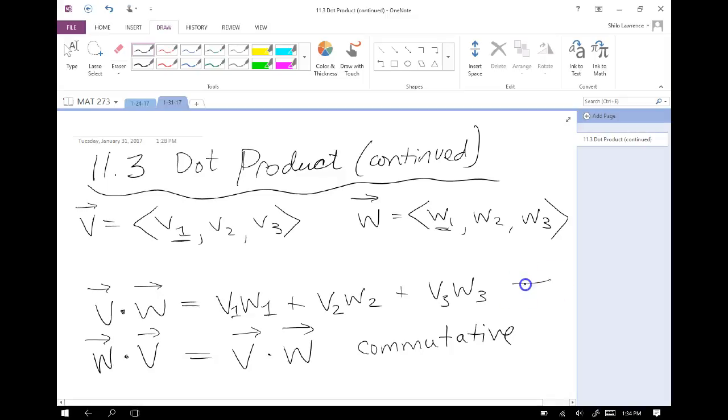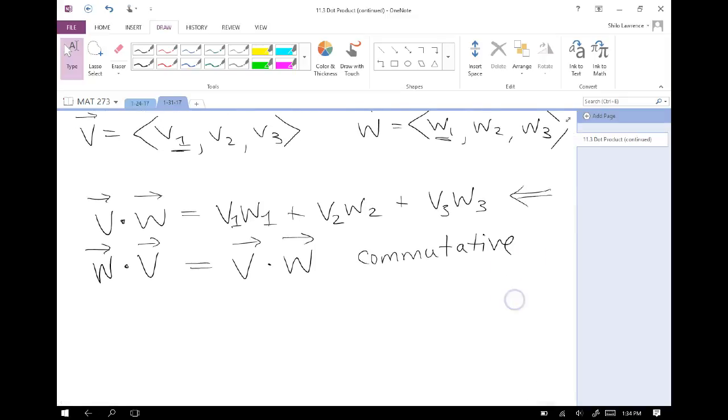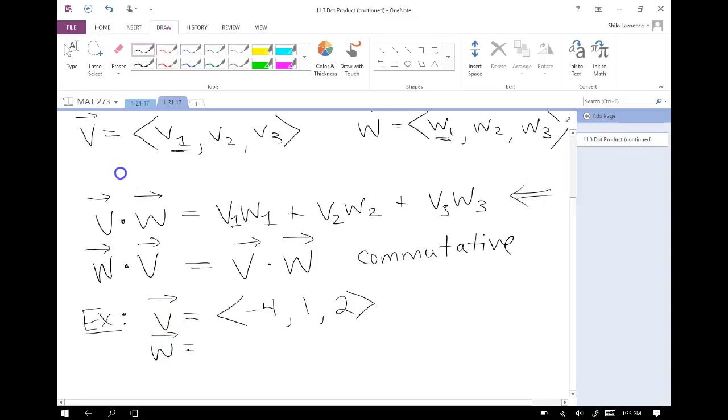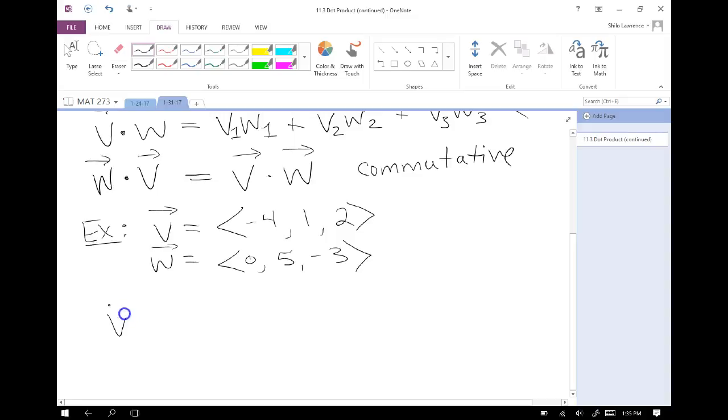So almost everything we do here in 11.3 is going to involve the dot product in some way. And we're not just going to be randomly calculating the dot product, we're actually going to be using it to do something. But just to make sure we all remember how to do it, if we've got vector v is <-4, 1, 2>, and vector w is <0, 5, -3>, we are going to find v dot w.